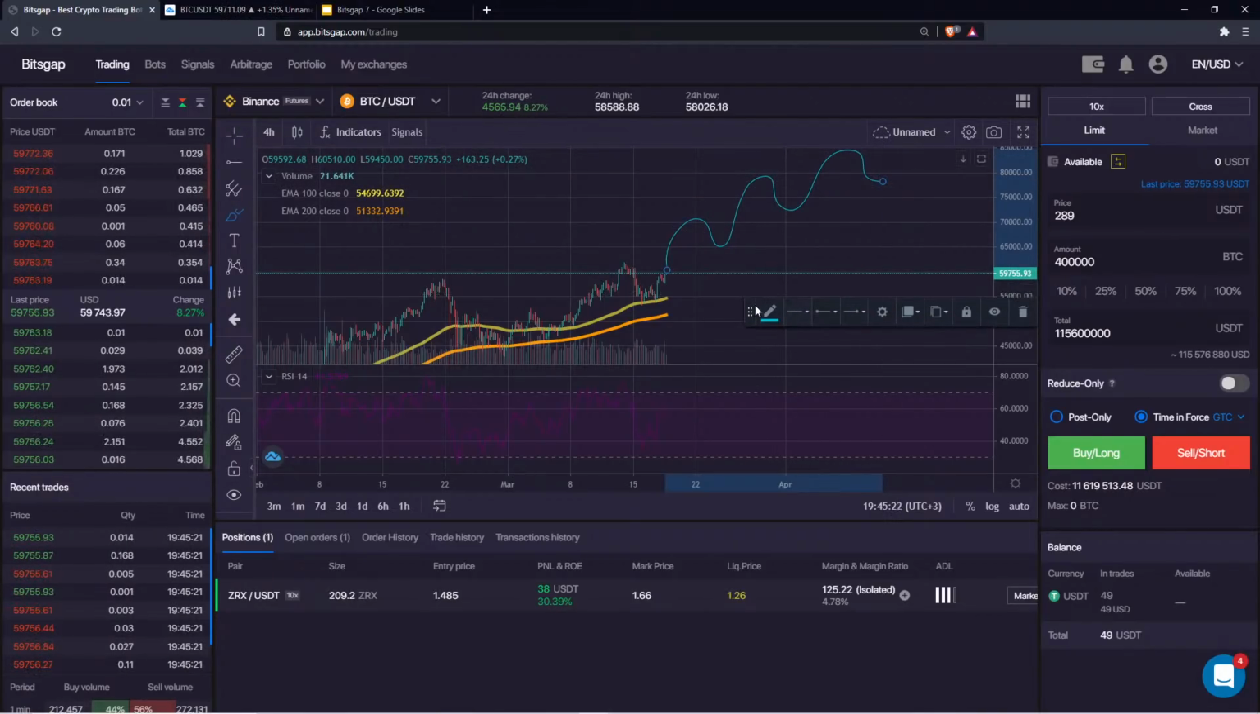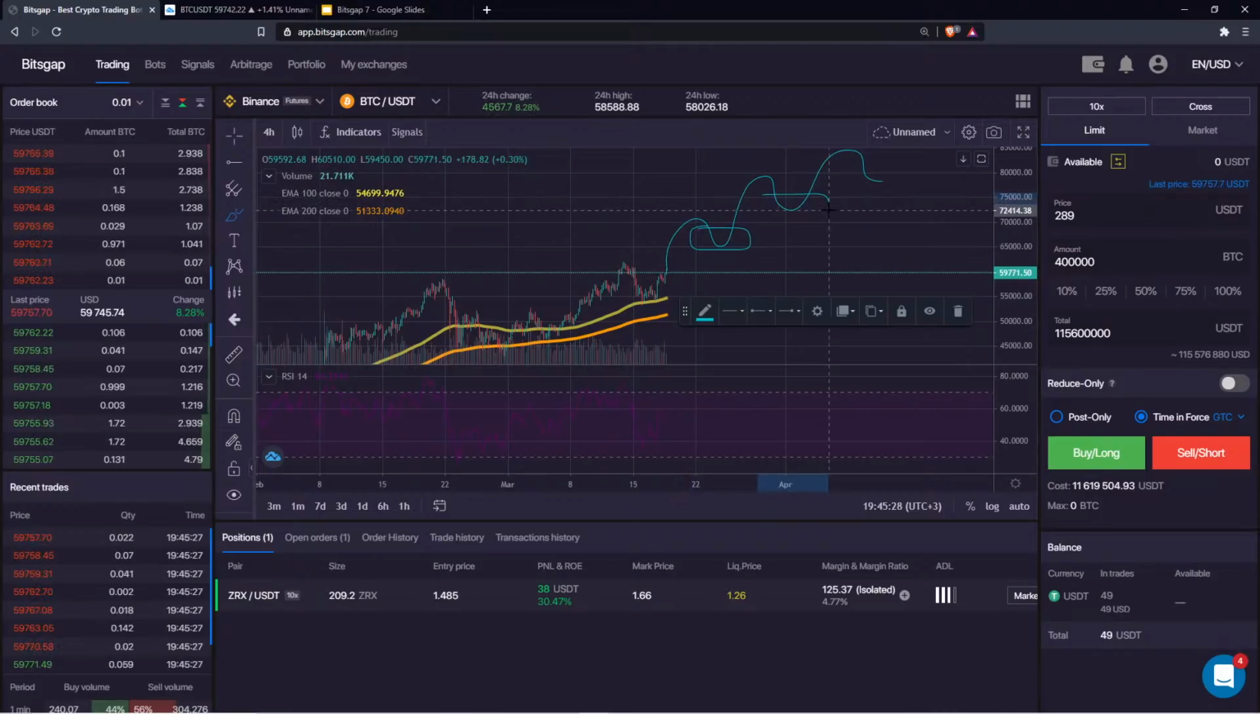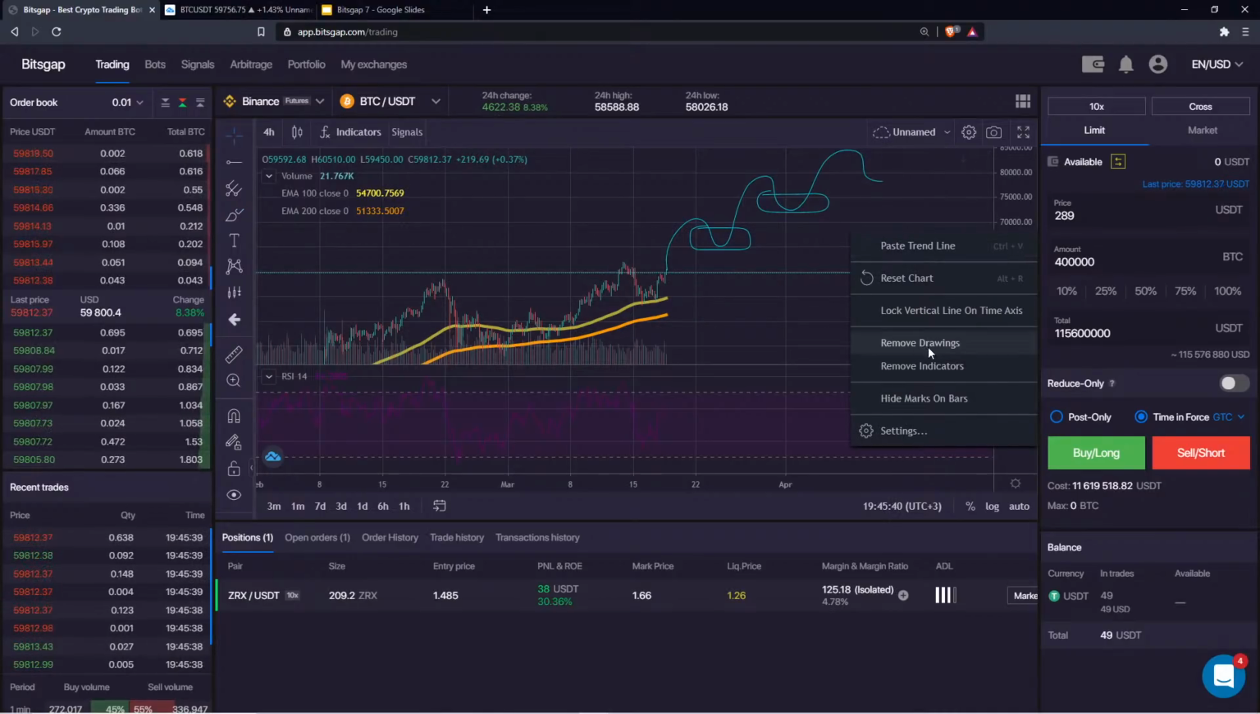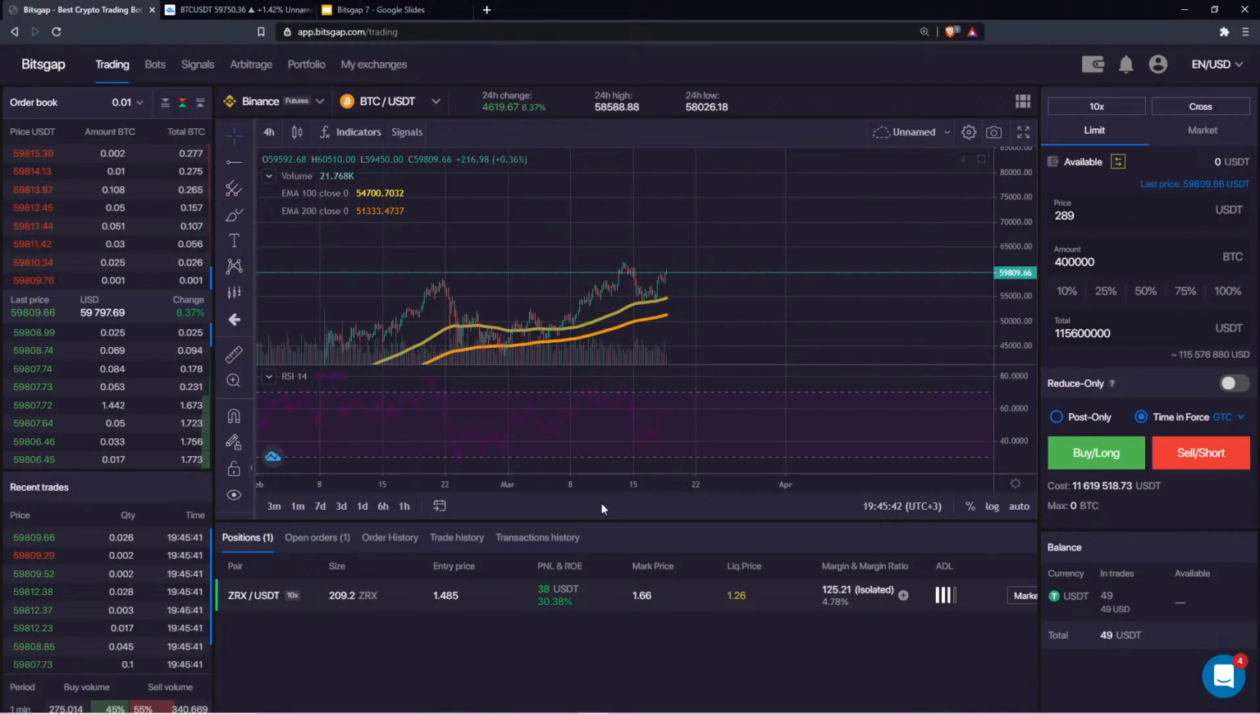And that means that in these phases, market participants either fix their returns or they open sell orders to basically contra trade the market. Remove drawings.